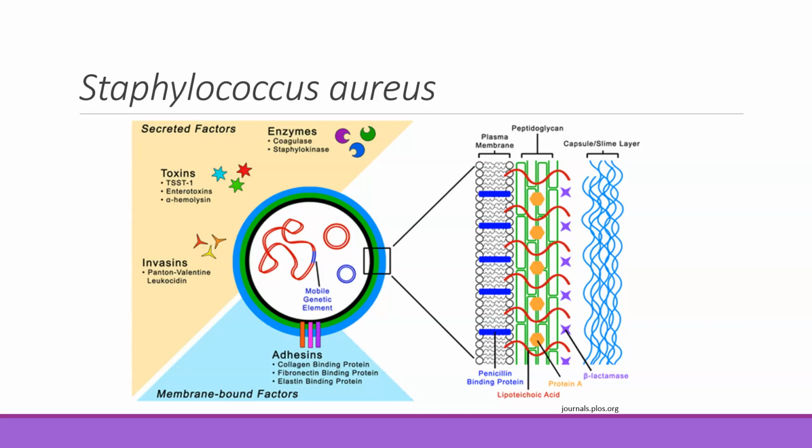There's different areas of the membrane. As you can see here, there's a plasma membrane that binds penicillin. There's a peptidoglycan layer, and there's a capsule slime layer as well. Those slime layers make it difficult for other cells to phagocytize the bacteria.